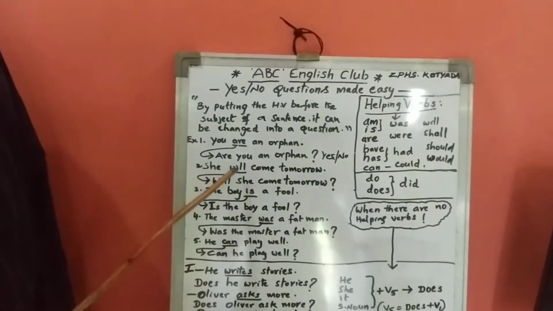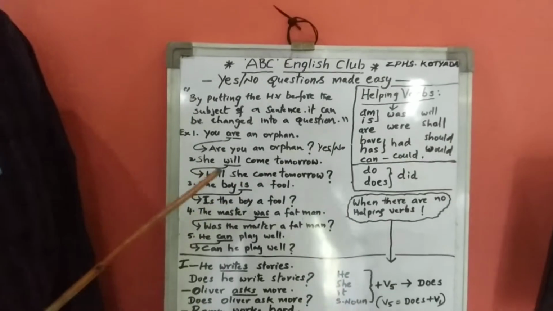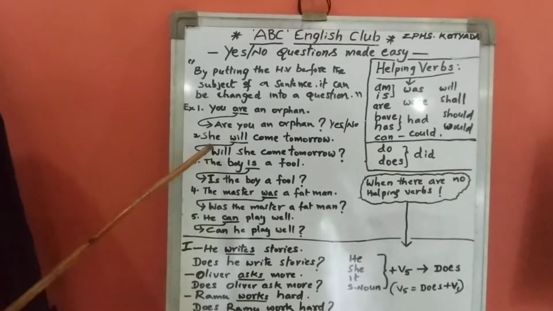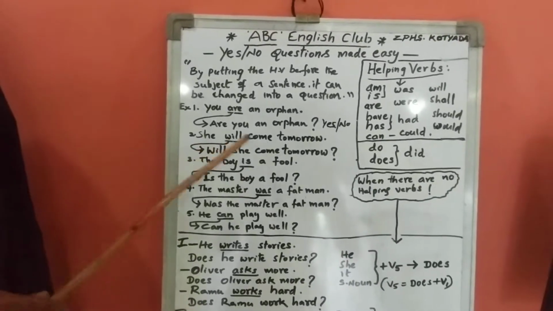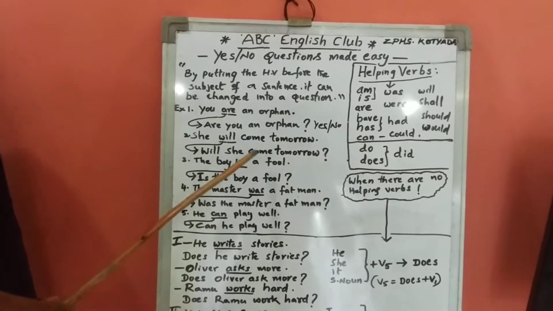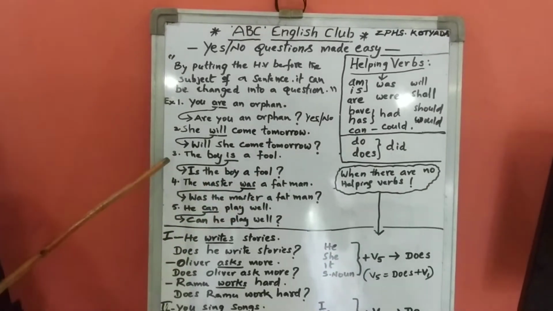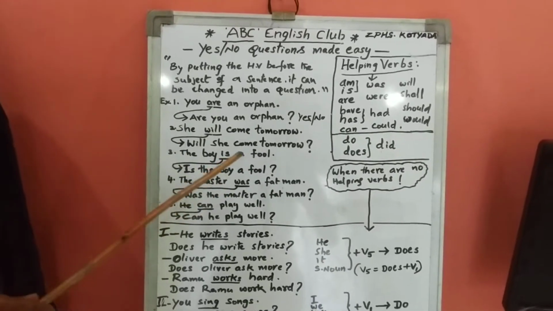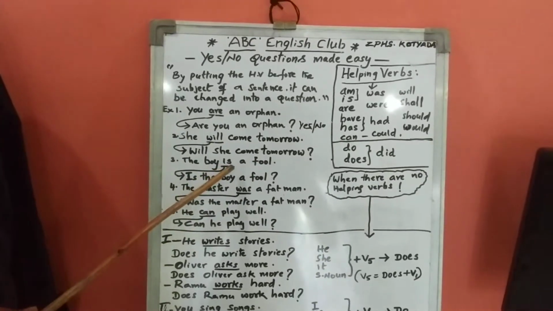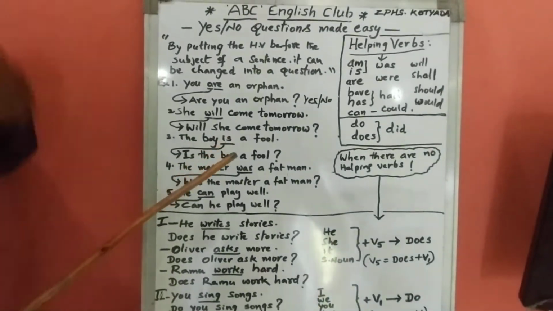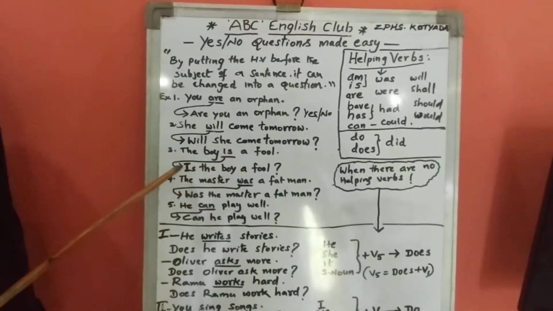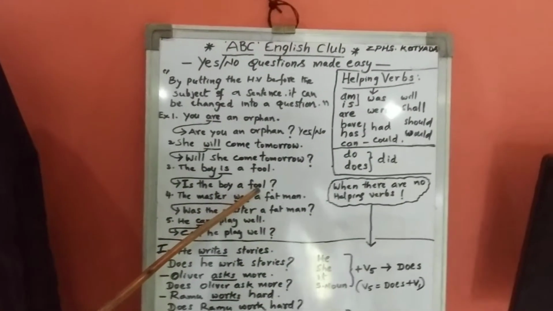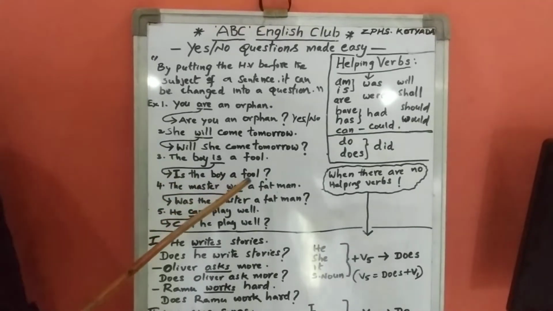Second example, she will come tomorrow. So what is the helping verb here? Will. So by putting will before the subject she, it will become a question. Will she come tomorrow? Third one, the boy is a fool. It's a statement. So what is the helping verb? Is is a helping verb. So by putting is before the subject the boy, it becomes a question. Is the boy a fool?